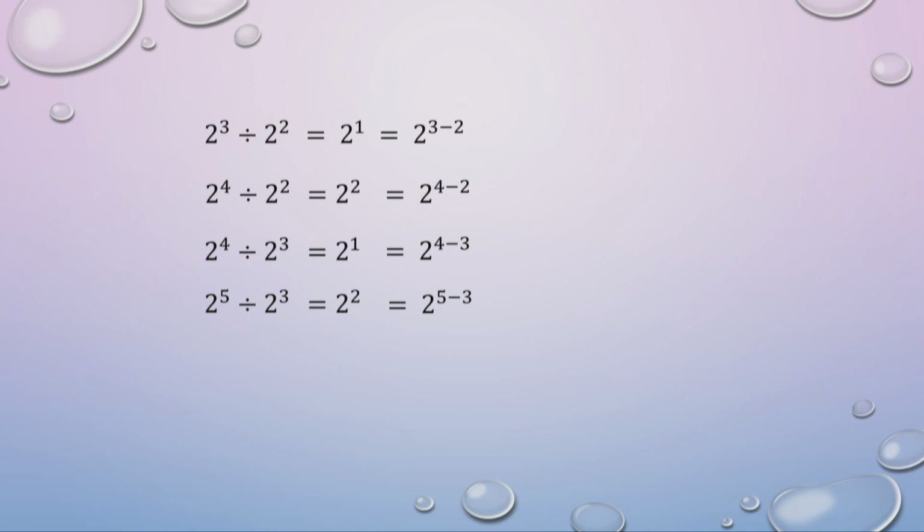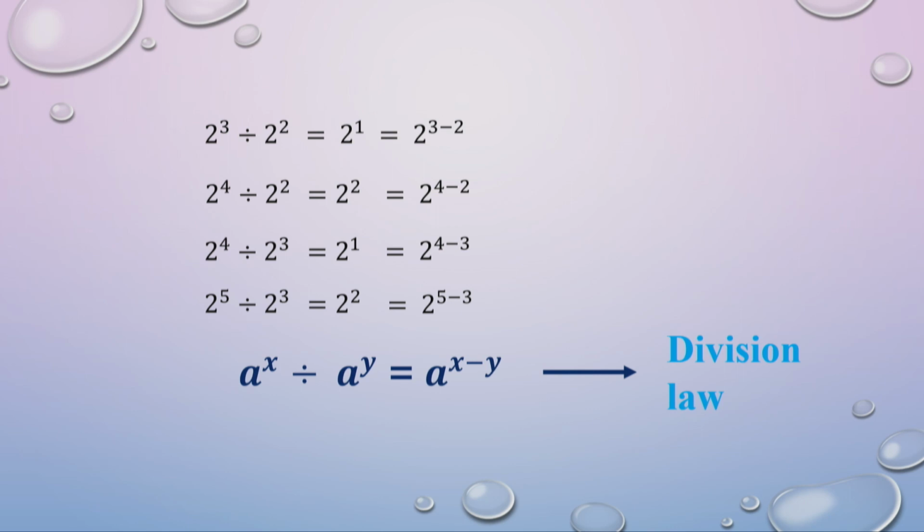So what can you see? When we are dividing the indices with the same base, what we are doing, we are subtracting the powers. So if I have a to the power of x divided by a to the power of y, this will give me a to the power of x minus y. And this is called the division law of indices. Just as for the multiplication law, in the division law as well, we need to check that we have the same base before applying the division law.